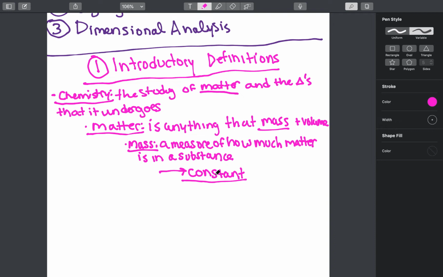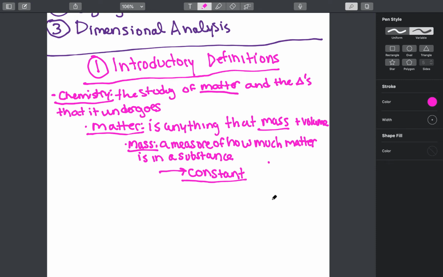Now, weight is a little different. Weight takes the environment into account. You can think of weight as basically the force that is applied on you by the body that you are on. So weight is basically the force that Earth is putting on you when it pulls you towards its center. We don't need to know that for chemistry, but just know that mass is a measurement of how much matter is in a particular substance.